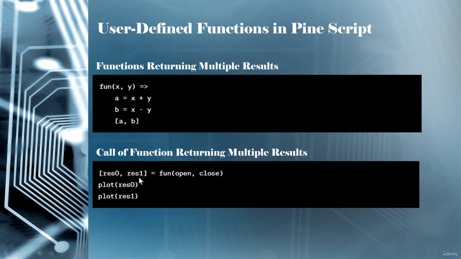Below is an example of how to call a function that returns multiple values. We simply declare a tuple with 2 values and call the function that is returning a tuple of 2 values. Each of the returned values will be assigned to the corresponding variable in this tuple.